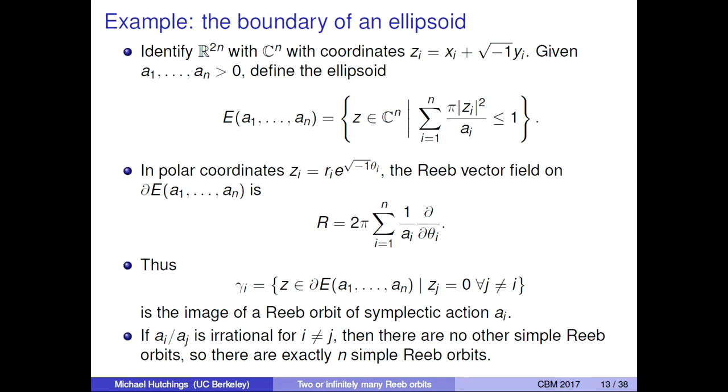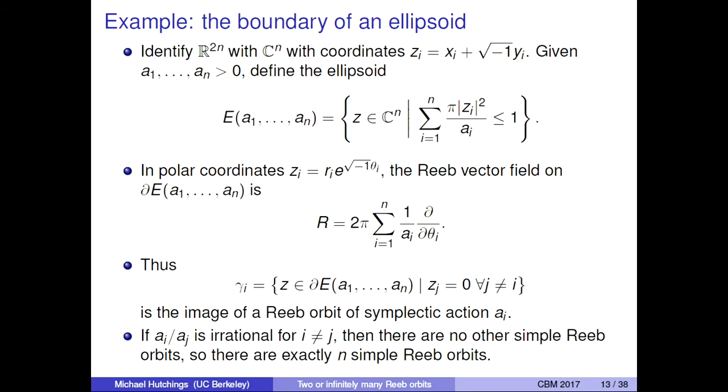So let's do an example to see what's going on here. Instead of talking about R2n, let's talk about Cn. We'll denote its coordinates by zi, so xi and yi are the real and imaginary parts of zi. One basic example of a hypersurface you can look at is the boundary of an ellipsoid. So we fix some positive numbers a1 through an. We look at this ellipsoid, the set of complex vectors such that the sum of pi times absolute value of zi squared over ai is less than or equal to 1. Its boundary is a nice star-shaped hypersurface.